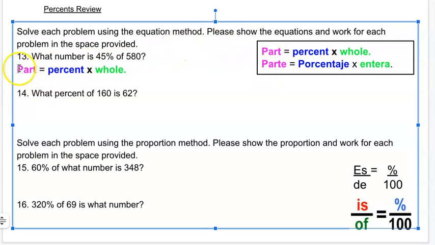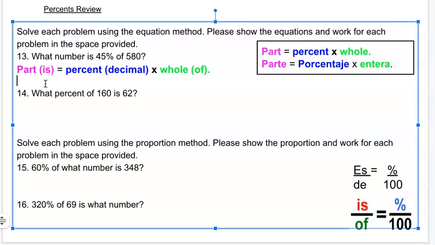And remember, when you're looking for part, you're going to look for the word is. When you're looking for percent, it has the percent sign, but it has to be as a decimal. And then the whole, you're looking for the word of. So let's go ahead and put this in here.